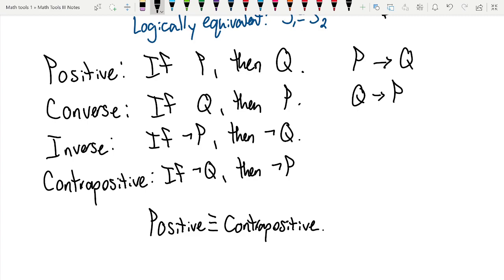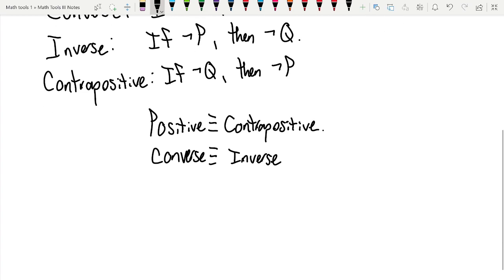Okay, and this is really helpful because, again, it gives us another avenue of proving things. Maybe the positive statement is hard to prove, but the contrapositive statement is easier to prove. And then you might notice that the inverse is actually just the contrapositive of the converse. So that's why those two are logically equivalent as well. Okay. So let's look at an example.